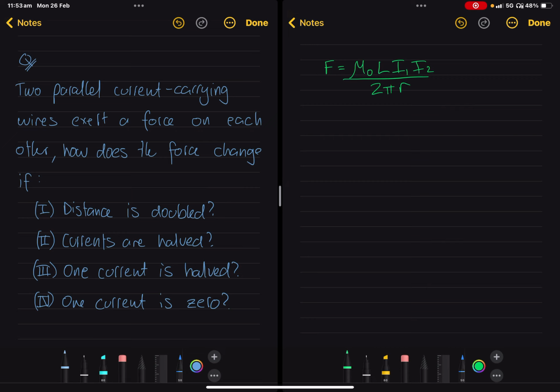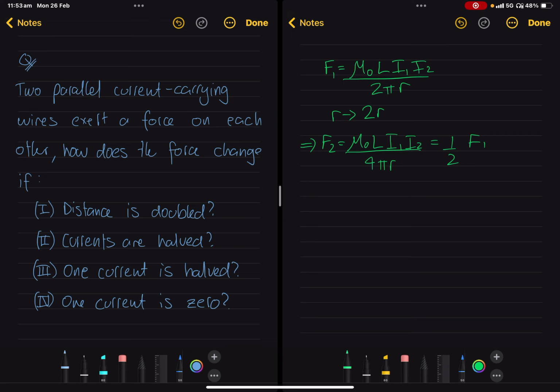So if the distance is doubled, this means r goes to 2r. If we plug this in, this is F1, we find that force 2, the new force, is mu naught times length times current 1 times current 2 over 2 times pi times 2r. This is 4 pi r. This is 1/2 times force 1. You can factor the 2 out of the denominator.